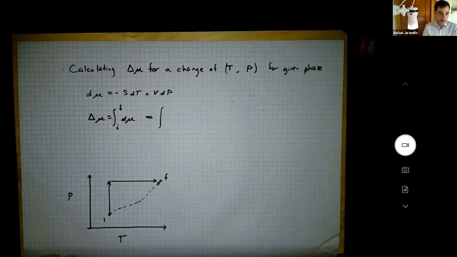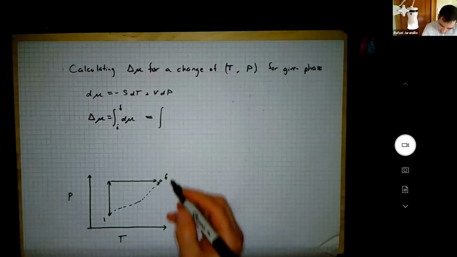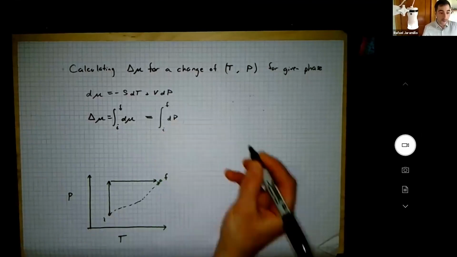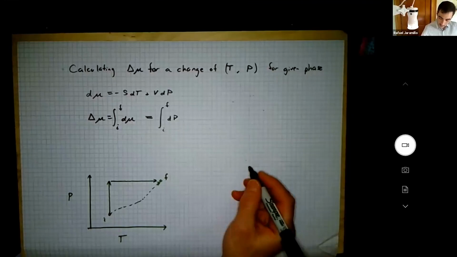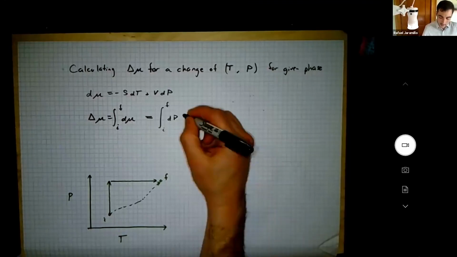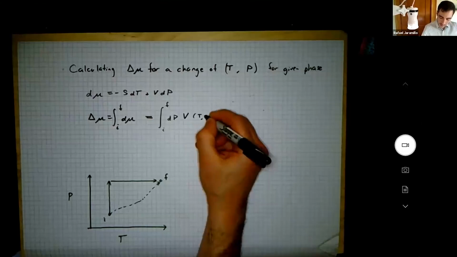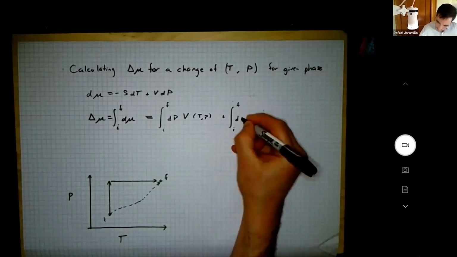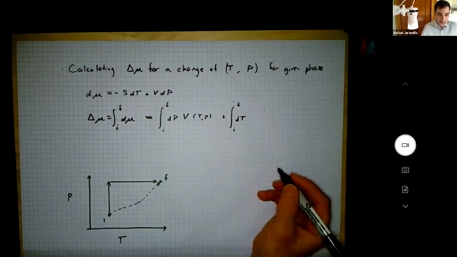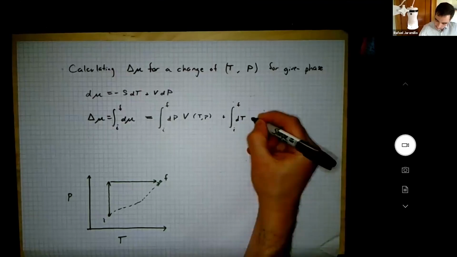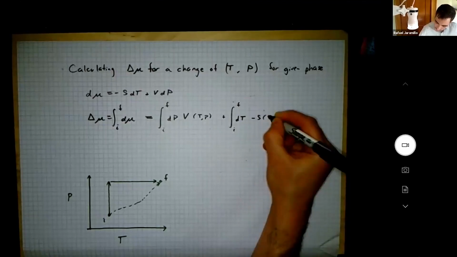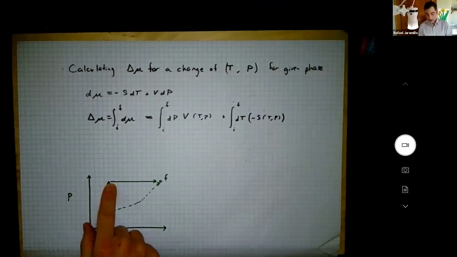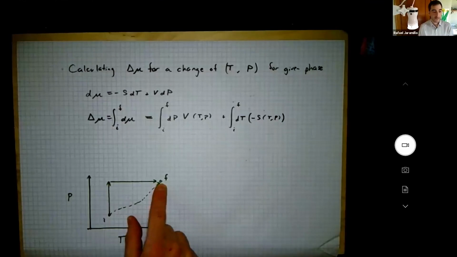So let's make that explicit. We have initial to final. Let's see, I did dP first, right? V, and this is a function of T and P. And then I'm going to go from my initial to final dT. And here I have minus S, which is itself a function of T and P, right? So I'm integrating the change for fixed temperature, and then I integrate the change for fixed pressure, right?